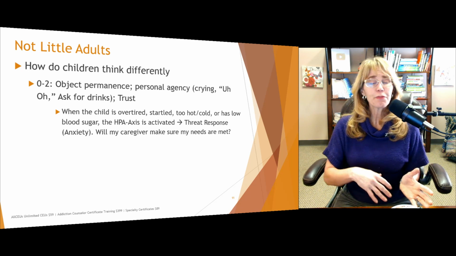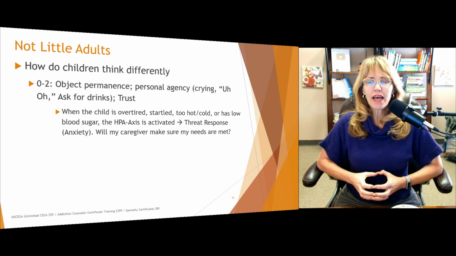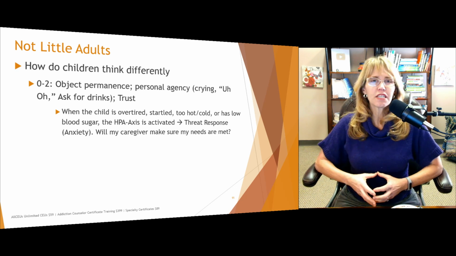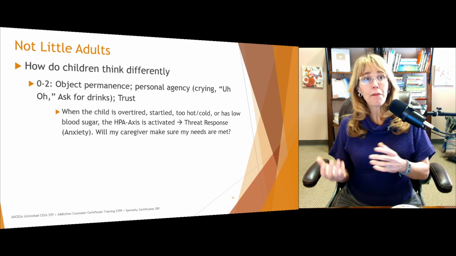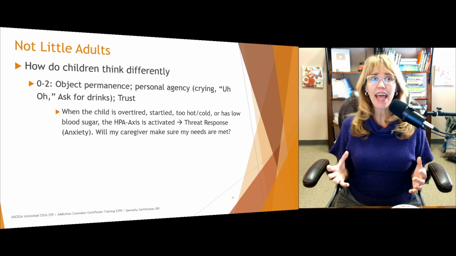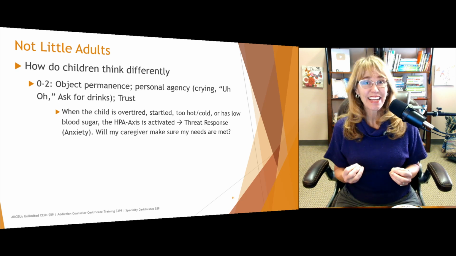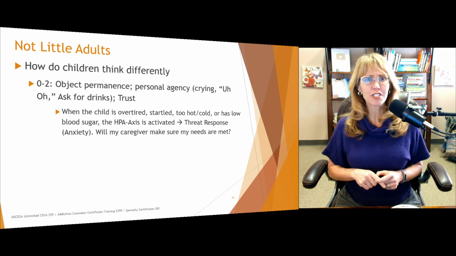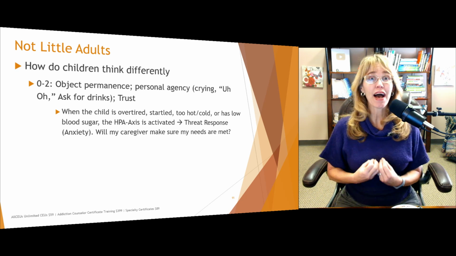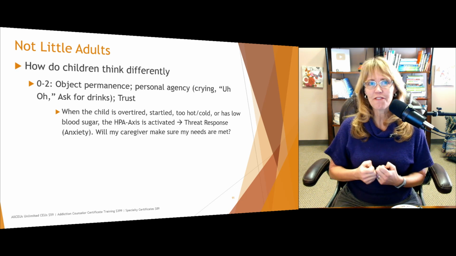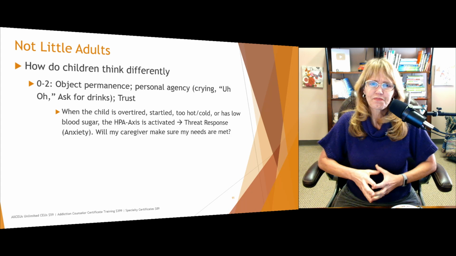And they start developing, as they get older, personal agency. They may throw their bottle off the high chair and go, uh-oh. When you pick it up and you give it back to them, they're like, hey, I figured out how to communicate a need. And that person responds. How cool is that? So they start feeling empowered and they start feeling safer. If they express something, the caregiver will respond.